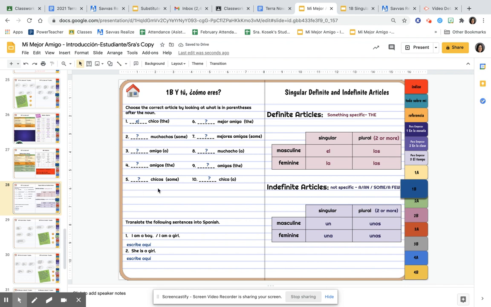You'll do the same for the other 9. And then down here, I'm asking you to translate two of these sentences. If you're a boy, you're going to say, I am a boy. If you're a girl, you're going to say, I am a girl. And then everyone should do, she's a girl. So please go ahead and work on these, and then watch the second video after you have completed the activity and attached a screenshot. Okay, gracias.